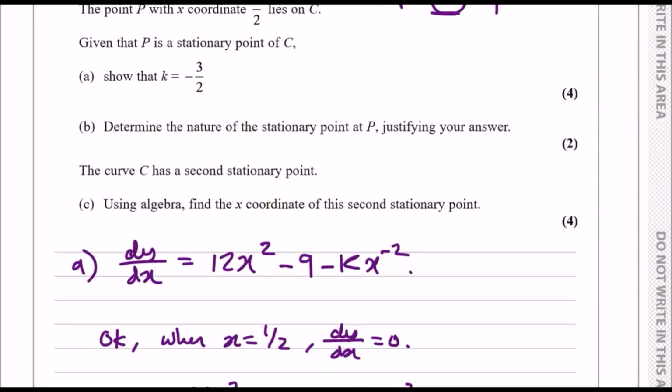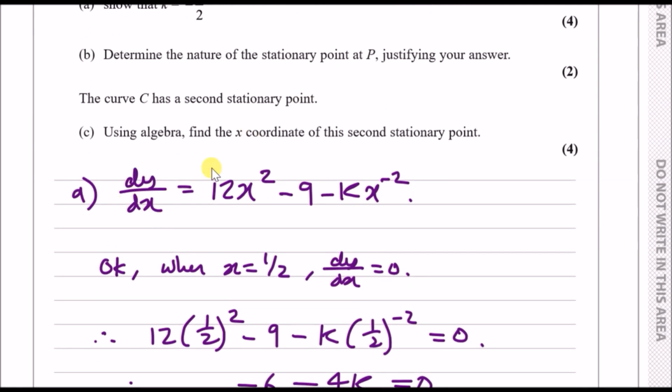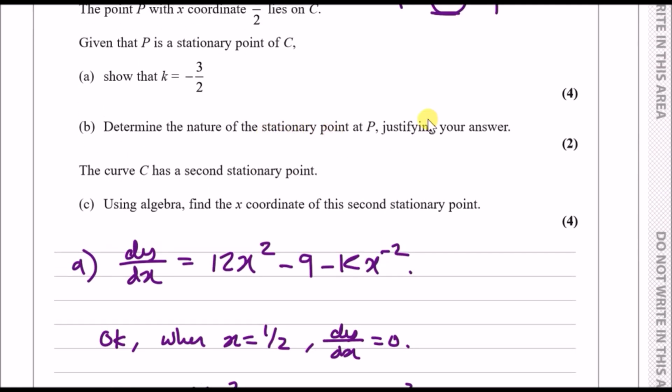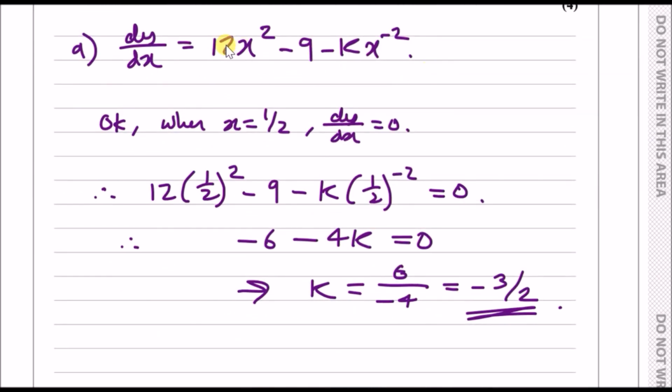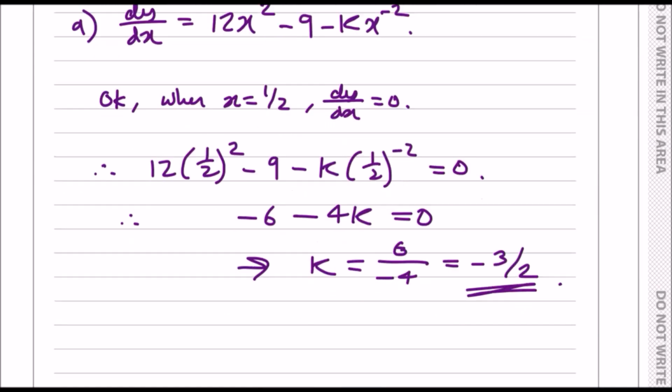Now for part B, we need to determine the nature of that stationary point at P. In other words, we need to find the second derivative and check if it's greater or less than 0 at x equals a half, yeah? So let's do that right now, guys. Let's get the second derivative.